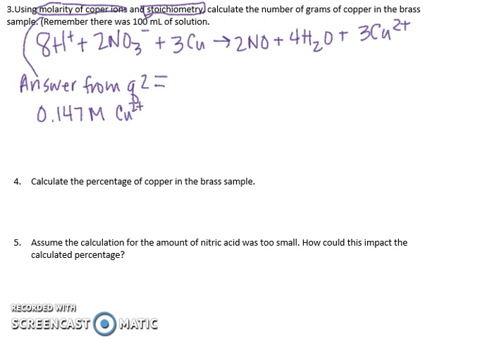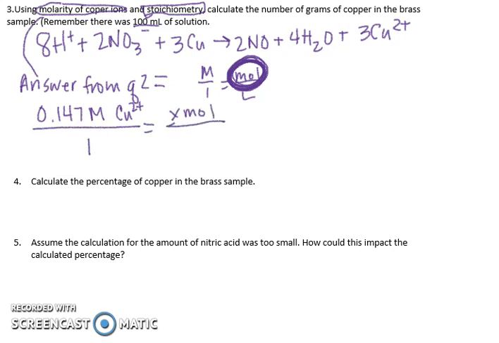Now, one thing that it gives you as a hint, it says, remember, there was 100 milliliters of that solution. If you remember, I dissolved the brass sample in just like 10 milliliters of nitric acid, and then I diluted it up to 100 mL. We have to take that into consideration. So first thing we're going to do is use the molarity equation, M over 1 equals moles over liters. And we're going to figure out how many moles. Remember, the whole thing about stoichiometry is we need to get to moles. So we're going to find moles of copper ions. So I've got 0.147 M over 1 equals x moles over, and how many liters was it? Well, it was 100 milliliters, so it's 0.100 liters.